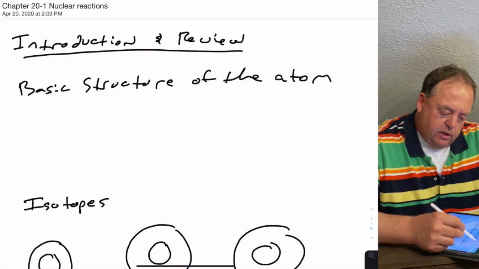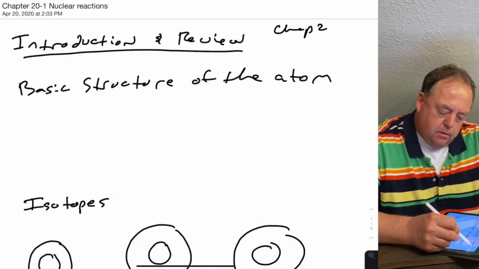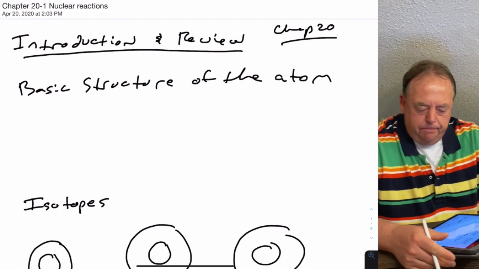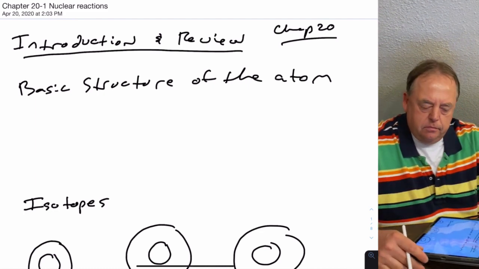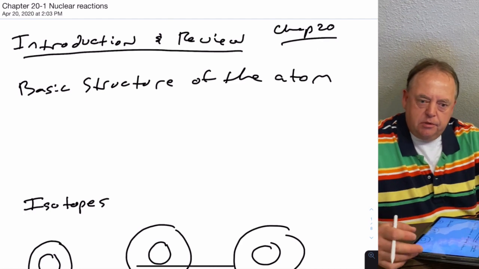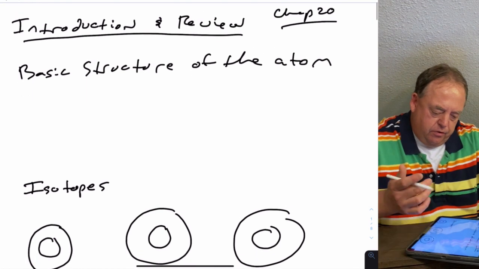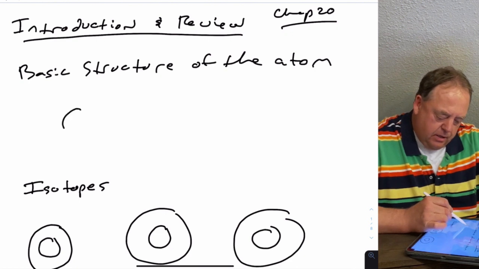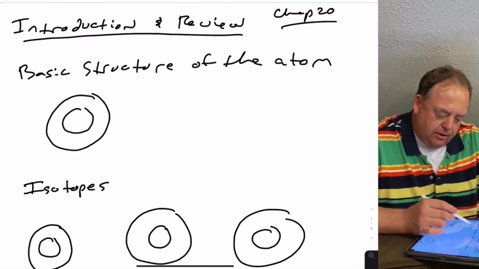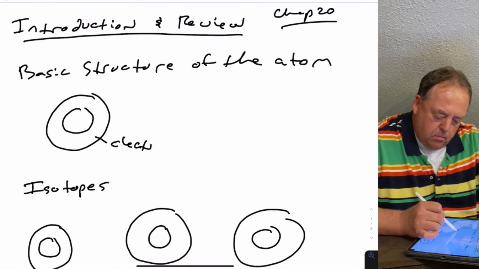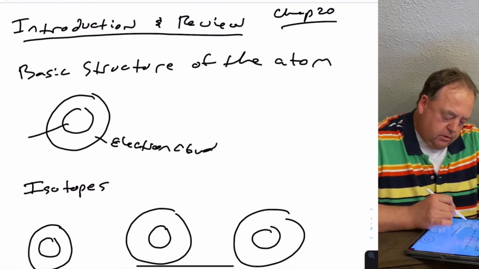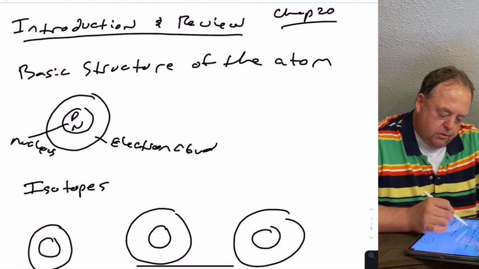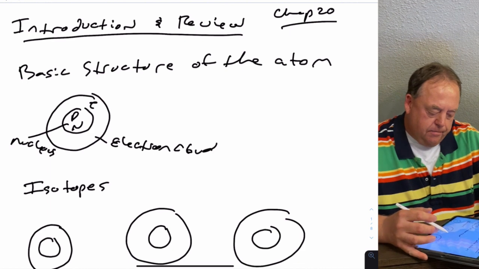So this is the first lecture over chapter 20, over nuclear chemistry. So we'll give a little introduction and brief review of some material from Chem 1311, which will help you understand this chapter. So of course you remember the basic structure of the atom. I have a nucleus, electron cloud, and in the nucleus the protons and neutrons, and the electrons in the electron cloud.